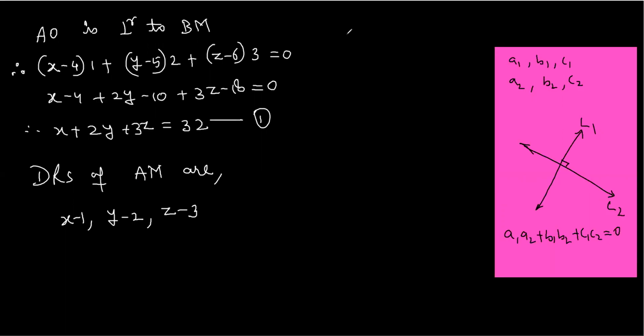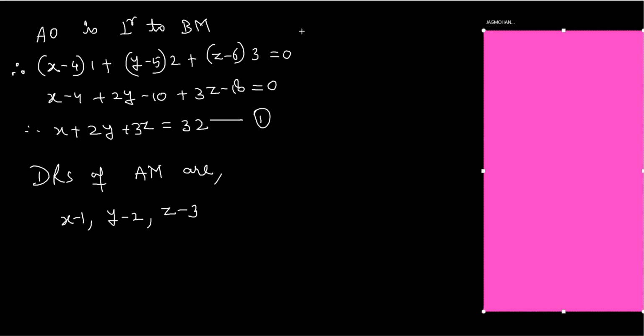Now, if you remember, another very important point that we need to remember here was, if you have two lines which are collinear, that is, they are parallel.